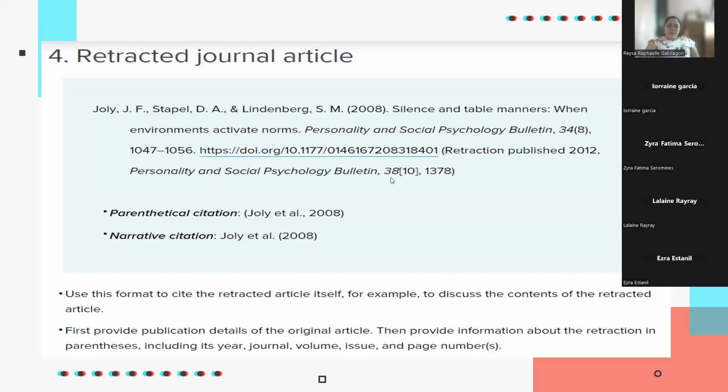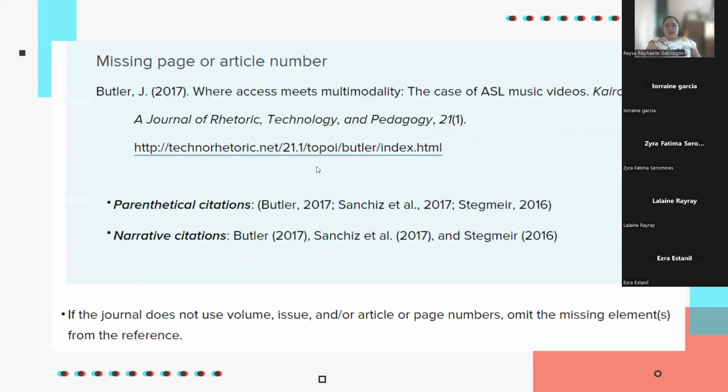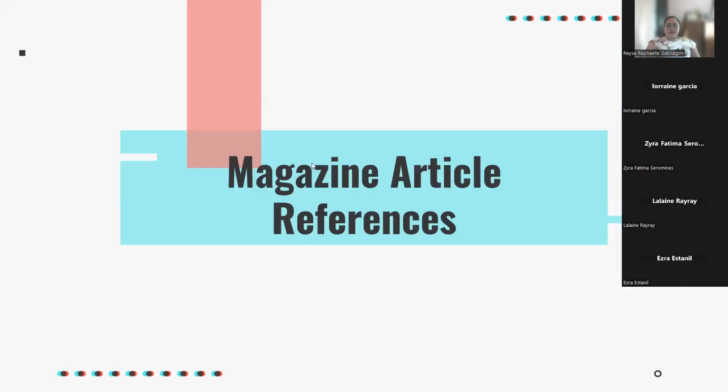Ito, volume number pa rin, issue number, and then bracket, volume number, and then the page number. So magdadagdag lang tayo ng information about the retraction if ever it is a retracted journal article. You will still write the original one plus the information about the retraction, but we seldom see this in our references. Okay, so that is for the journal. If it is a journal article, that's how you write the references.